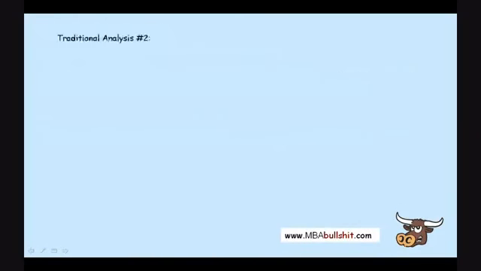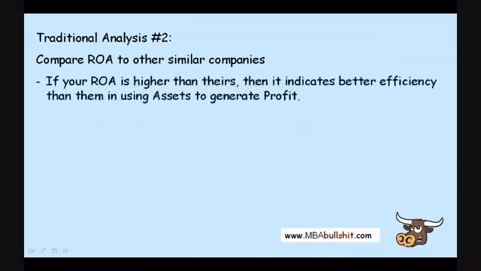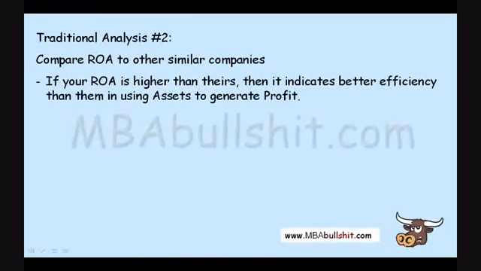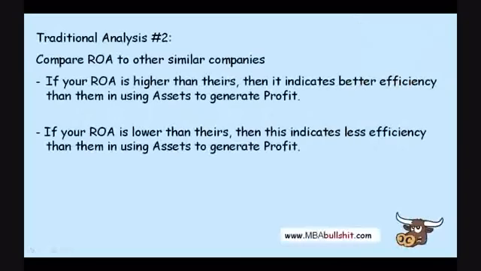Another thing we can do is compare ROA to other similar companies. If this company's ROA is higher than the ROA of other similar companies in similar industries, then it indicates better efficiency than them in using assets to generate profits. Conversely, if the ROA is lower than theirs, then this indicates less efficiency than them in using assets to generate profit. So there you have it. That was the traditional analysis. The earlier part of the video had my own analysis, and the later part had this traditional analysis.